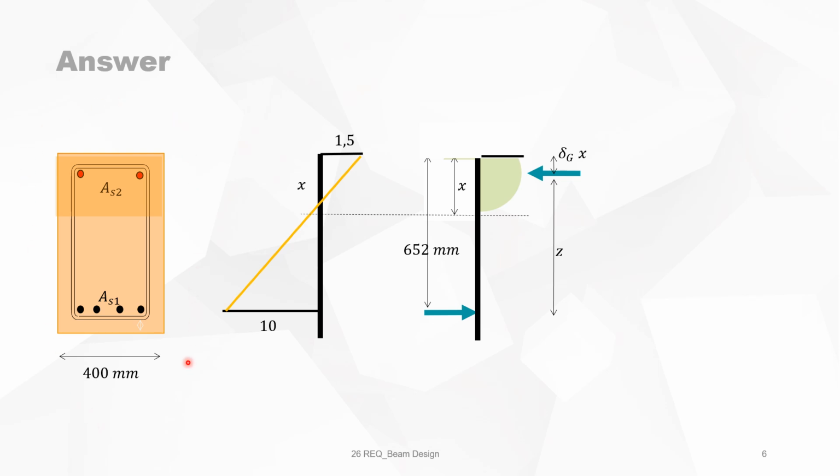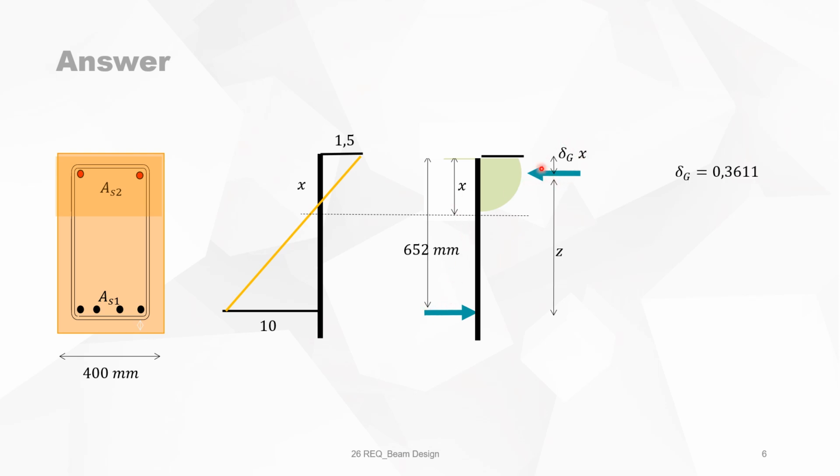Now let's look at the cross section. We have the tension reinforcement. We ignore the compression reinforcement, and it's a beam of 400 millimeter width. This is the section before loading, and this is the section after loading. We know that this is the position of the neutral axis, and that this is 1.5 per mil, and this is 10 per mil in the steel. It corresponds with the compressive stress in the concrete, which is a portion of the parabolic relationship, and the total force in the steel with d equal to 652 millimeter.